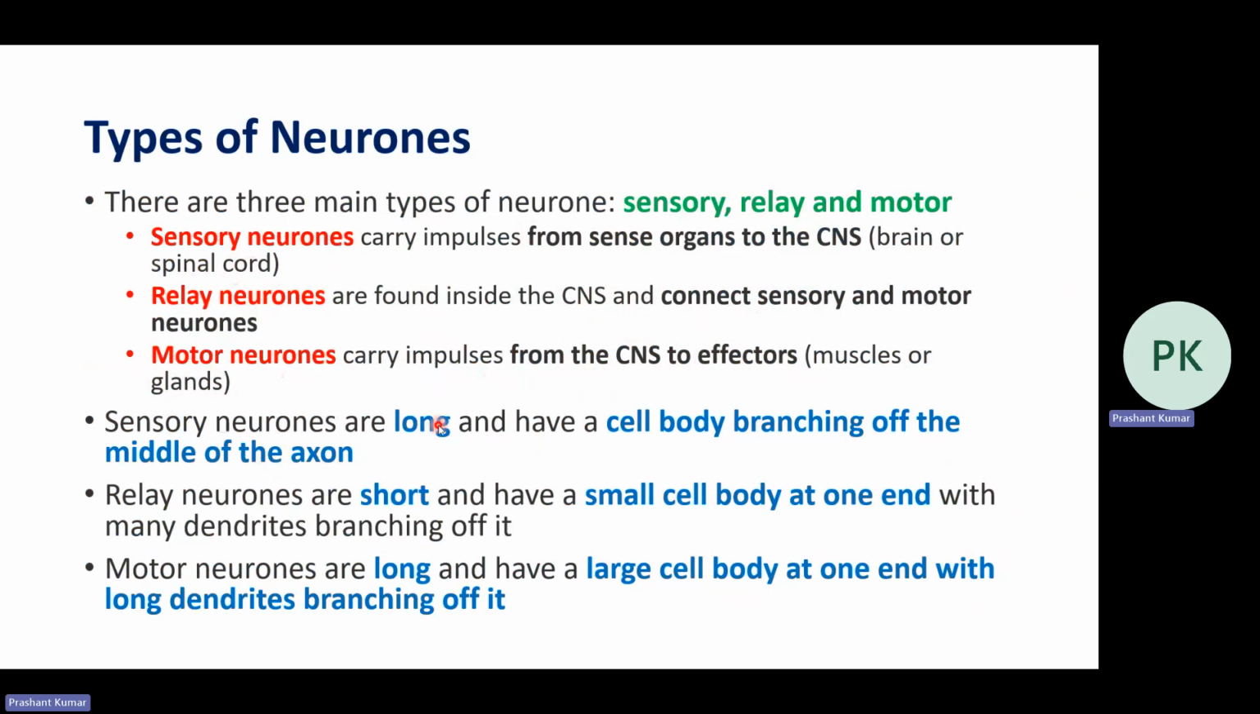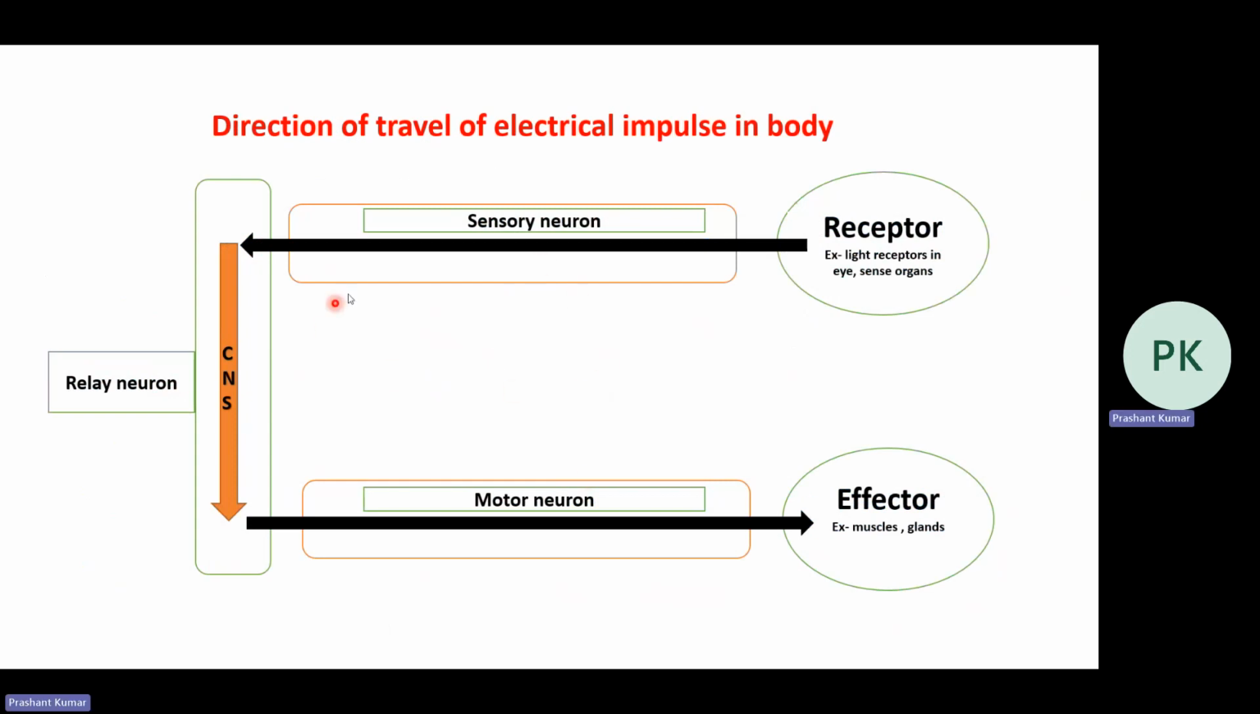Sensory neurons are long and have a cell body branching off the middle of the axon, whereas relay neurons are short with a small cell body at one end with many dendrites branching off. So there are so many processes coming out. Motor neurons are long and have a large cell body at one end with a long axon branching off it. We have seen the diagram, and it defines the same thing. So yes, this is the flow, how the information is flowing. Let's go through it.